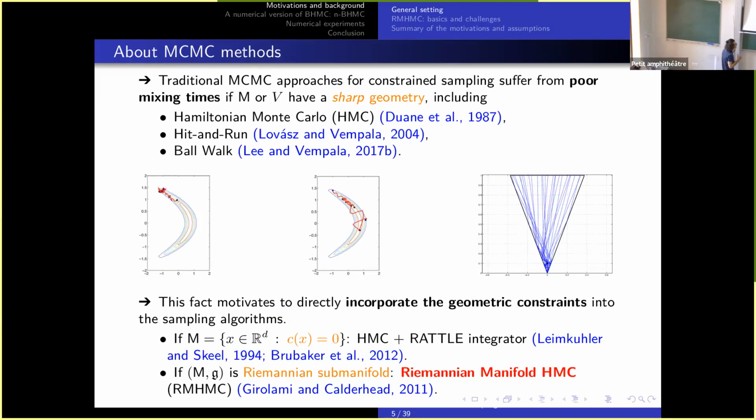In the case of constrained sampling, in particular if the geometry of your constrained space has some sharp angle, or if the geometry underlying the potential itself, even if you are on R^d, is quite complex, the usual MCMC algorithm and gradient-based MCMC algorithm can struggle, because you are in general what is called not very well conditioned. I plot here an experiment from a paper by Girolami and Calderhead, where you can see the traditional Hamiltonian Monte Carlo algorithm struggling to exit from this corner.